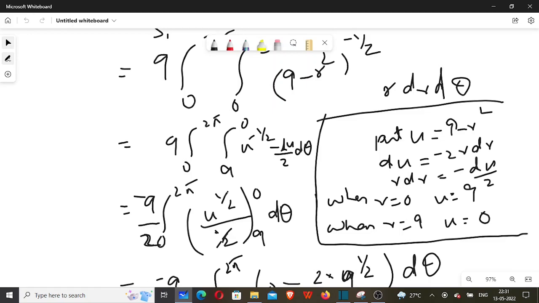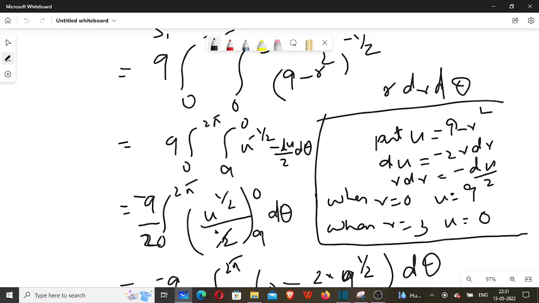which is 0. So the integral is equal to 9 times the integral from 0 to 2 pi, and u from 9 to 0, u raised to minus half, minus du by 2, d theta. The 9 and minus 1 by 2 we can take outside, that becomes minus 9 by 2.